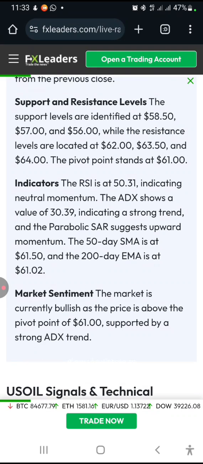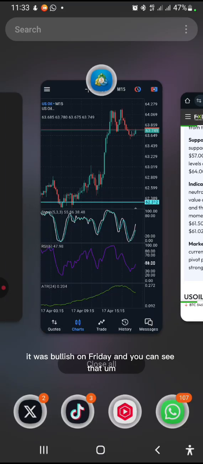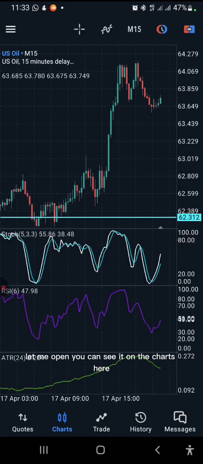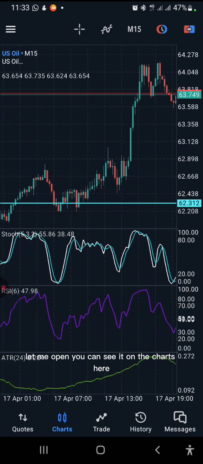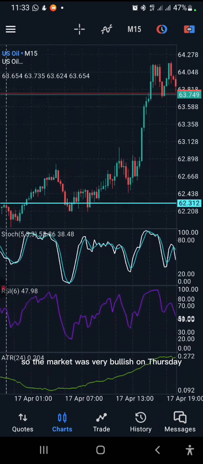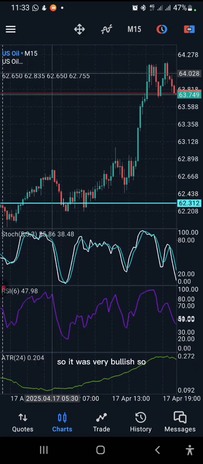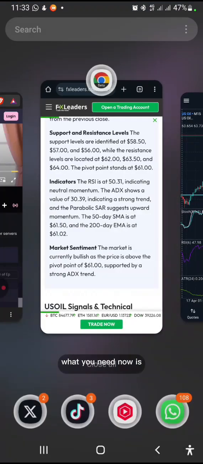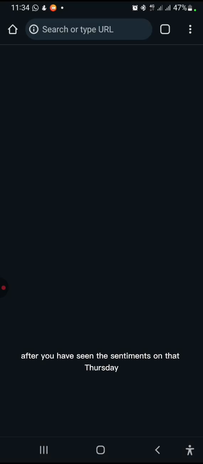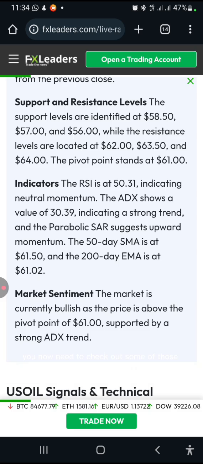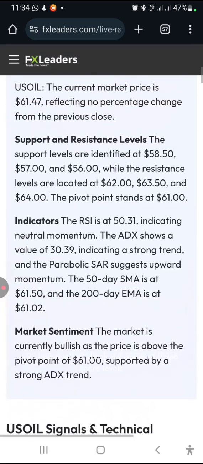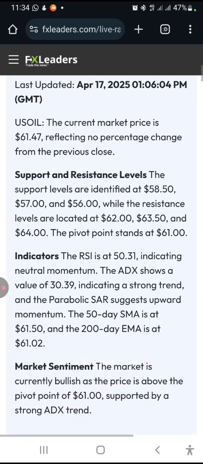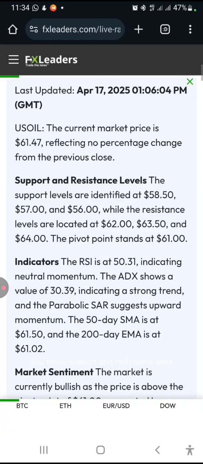It was bullish on Thursday, and you can see that on the charts. Let me open it. You can see it on the charts here. The market was very bullish on Thursday. So after you have seen the sentiments on that Thursday, you now need to check out those core levels that they listed here, support and resistance levels.